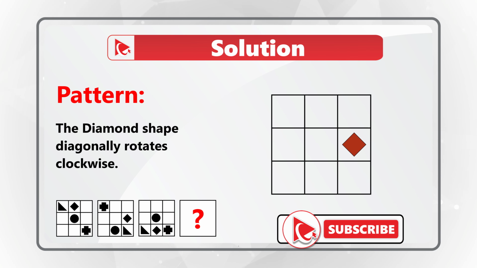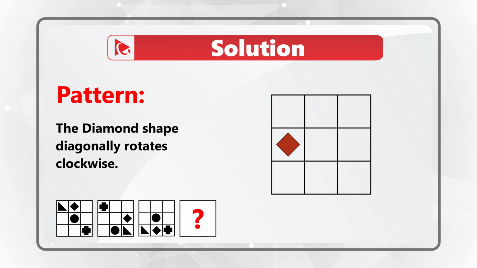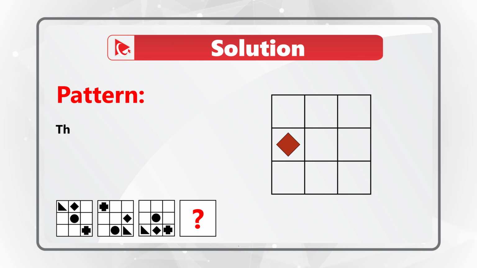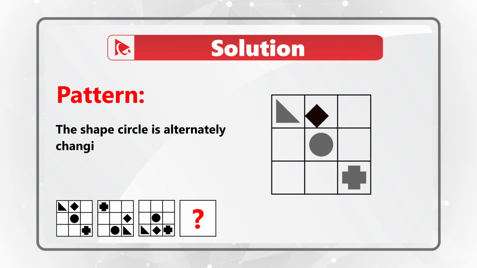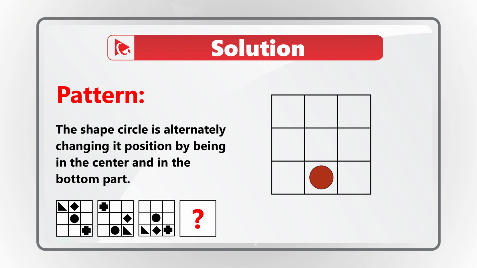And now it is in the middle row to the right. In the next square, the diamond is in the middle column at the bottom. So we can correctly assume that in the fourth shape, the diamond would be in the middle row to the left. Alternatively, in pattern 2, the circle shape is changing its position from being in the center of the square to the new position in the bottom middle column.